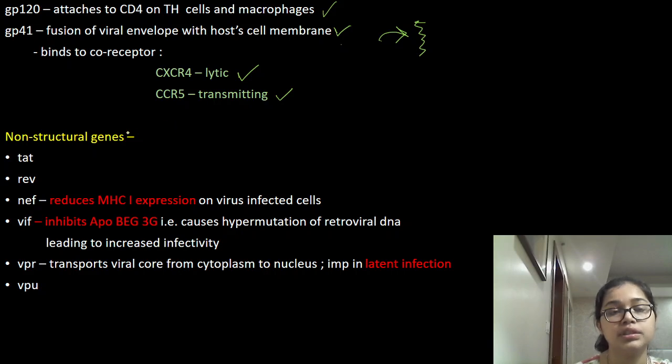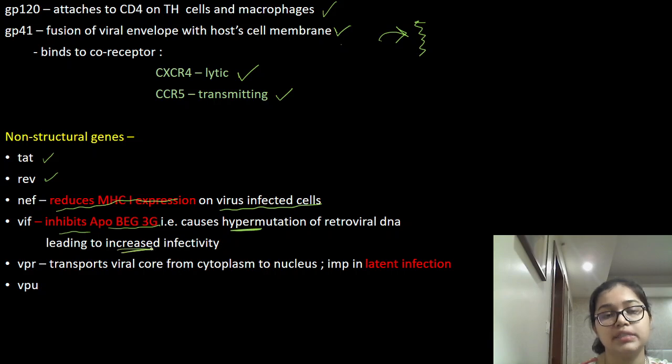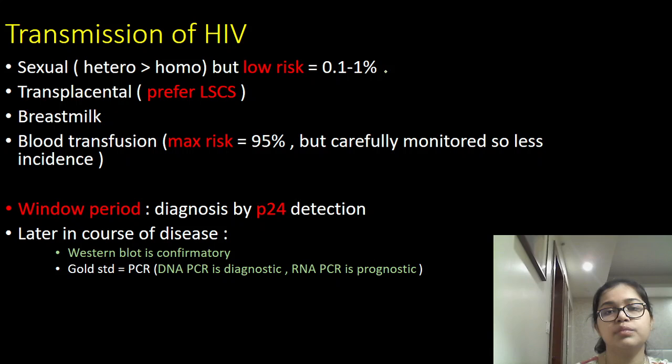These were the structural genes, that is GAG, POL, and ENV. Non-structural genes are TAT, REV, NEF. NEF is important because it actually reduces MHC1 expression on the virus infected cells and therefore reduces the chances of cell death of these cells. VIF inhibits ApoBeg3G and therefore causes hypermutation of the retroviral DNA and increases infectivity. VPR transports the viral core and therefore is important in latent infection. And the last one is VPU.